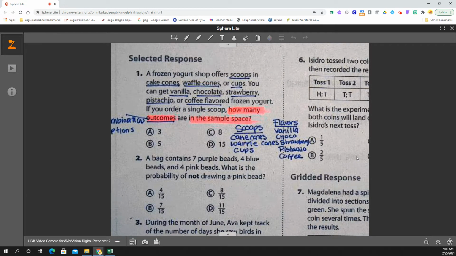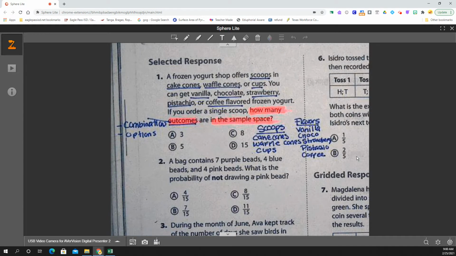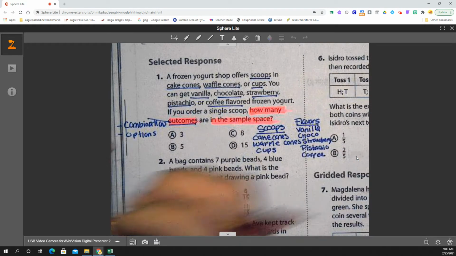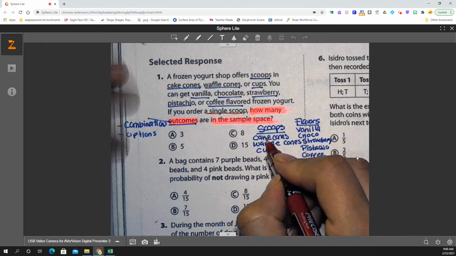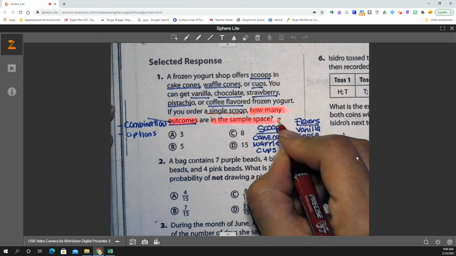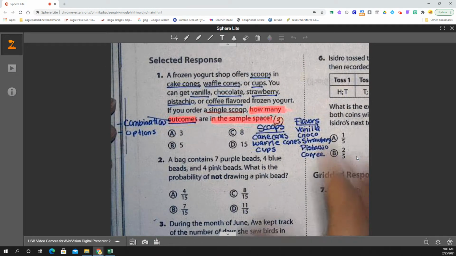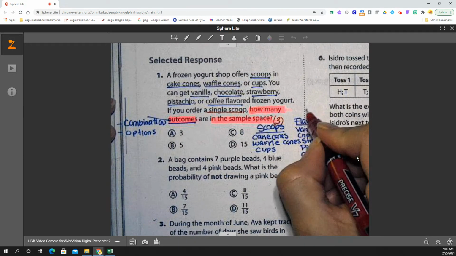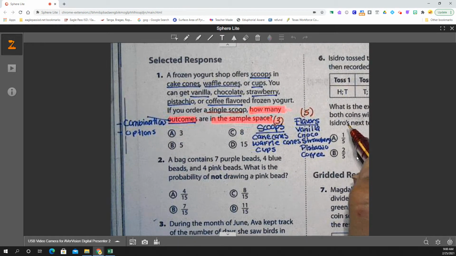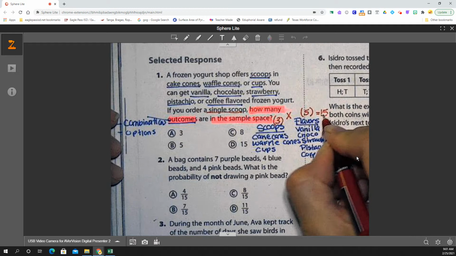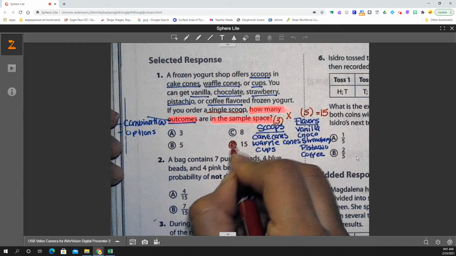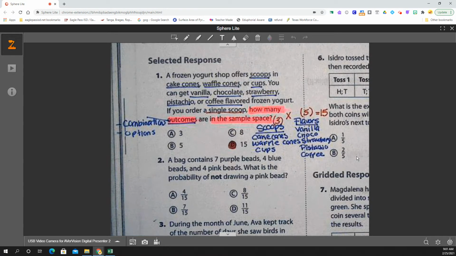All you have to do is multiply the 2 things that we have. So we're going to say, well, how many scoops do we have? In how many different ways can they give you a single scoop? Well, they can give you a single scoop in a cake cone, in a waffle cone, or in a cup. So that's 3. But there is 5 flavors. And all you have to do to know all the combinations or all the options is multiply those 2 numbers. And 3 times 5 gives you 15. So letter D should have been your answer. Those are all the outcomes that are in the sample space. You're gonna have 15 combinations at the end.